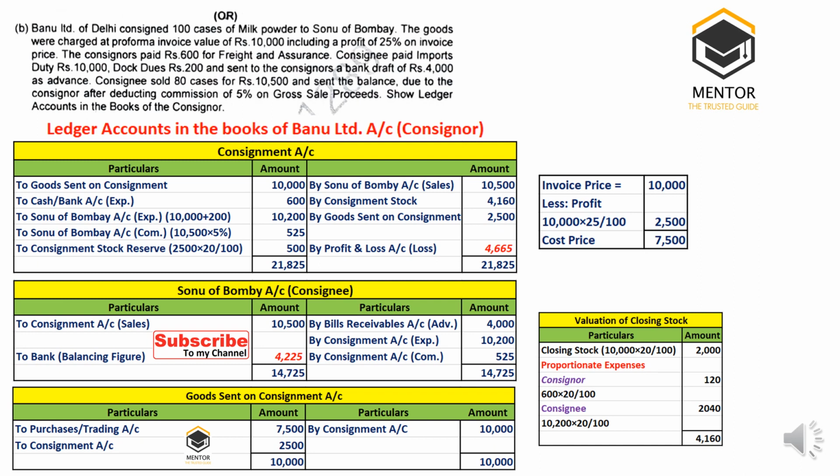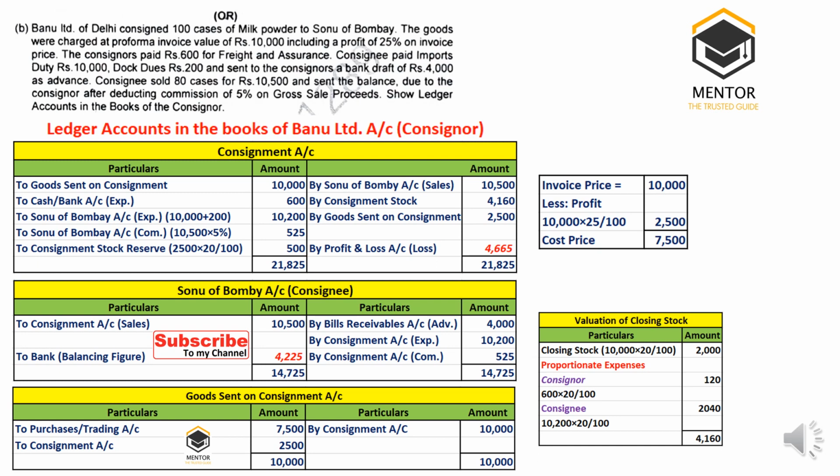The most significant here, because of the invoice price, are the consignment stock reserve and goods sent on consignment, that is the total stock reserve. These two things are very important. If you see on the debit side of the consignment account, we have written to consignment stock reserve. What is the profit element included? 2,500. This is for how many cases? 100 cases. What is the leftover? 20 cases. So 2,500 into 20 by 100 comes to 500, which is the closing stock reserve, in the sense that the closing stock of 2,500 is inclusive of 500 towards the profit element due to the invoice price.